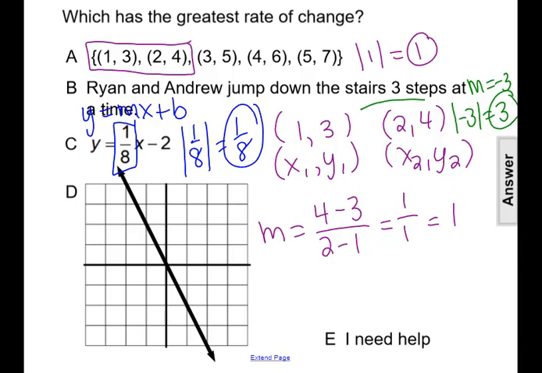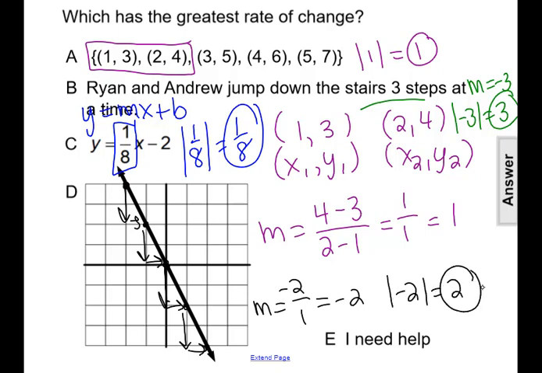Finally, function D is represented as a graph. And when we have a graph, we could pick 2 of the ordered pairs on the graph and use the slope formula, but we also can use the rise over run of the points on the line. So going from point to point here, we have the movement of down 2, right 1, down 2, right 1, down 2, right 1, down 2, right 1. So the slope of that graph is -2 over 1, or just -2. And then the absolute value of -2 is equal to 2, so that's the number representing function D.